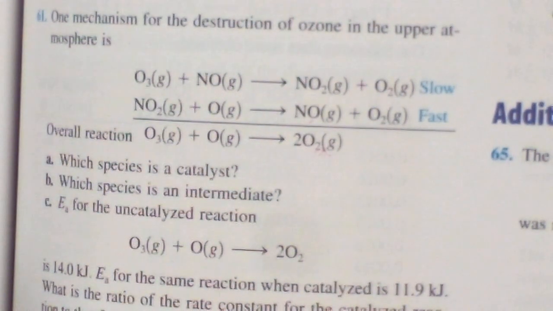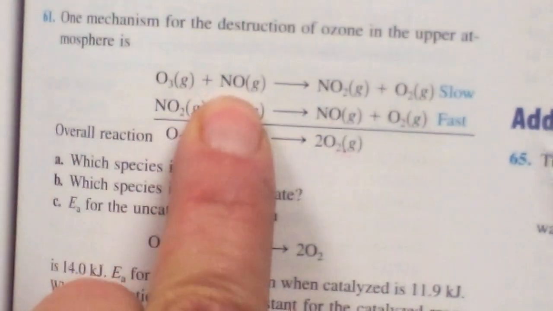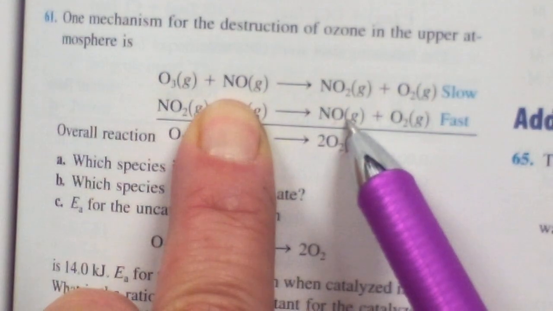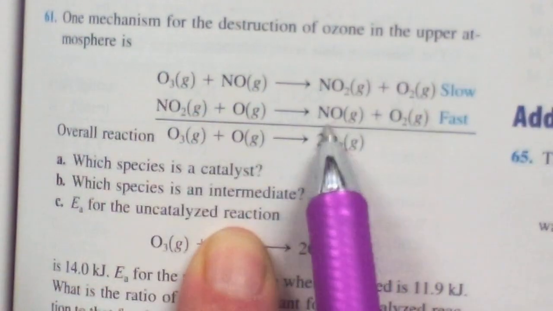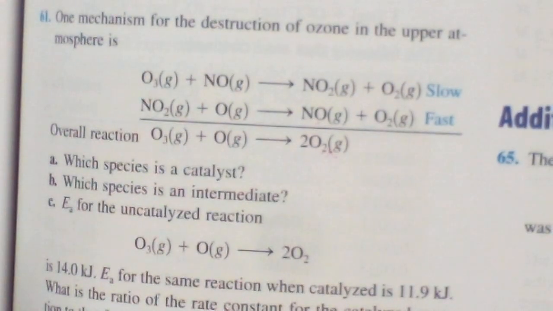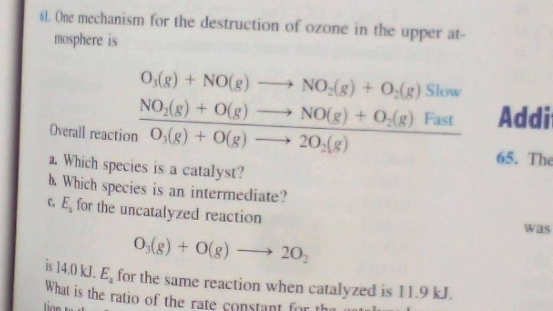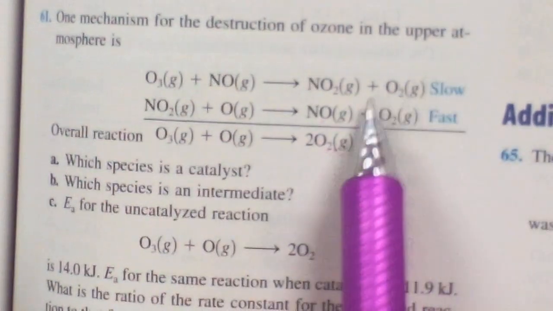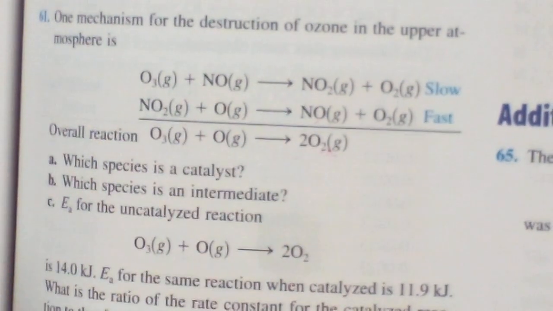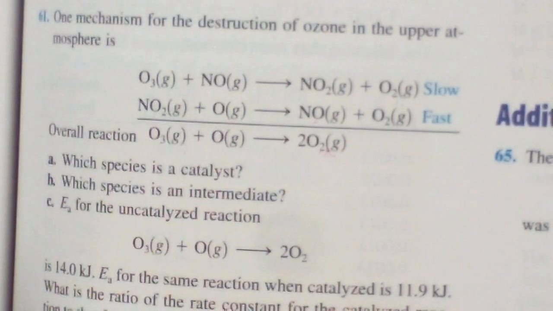All right, that's the rule. The rule is if it's put in as a reactant and it comes out as a product, it's a catalyst. Why? Look, it's going to cancel out. It's like it never even showed up. All it did was speed up the reaction. Okay? And the same thing for the intermediate. It was made and then it was gone.